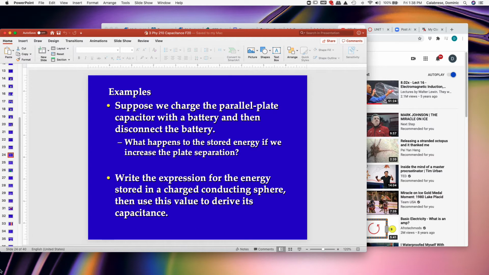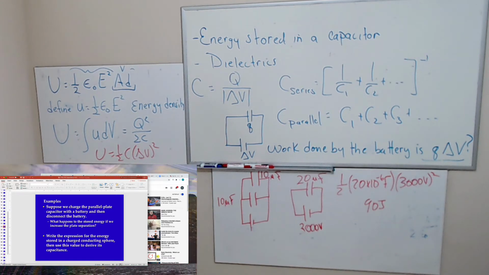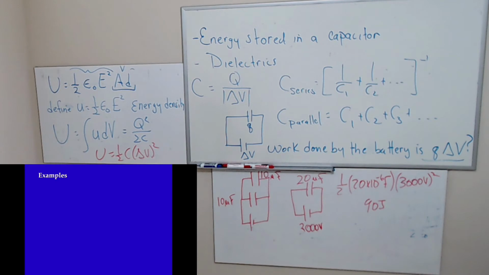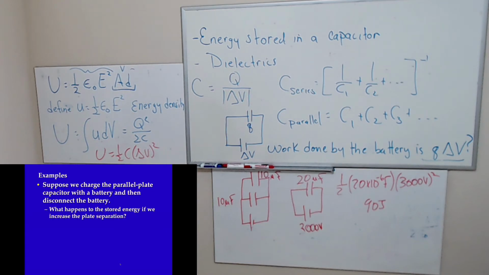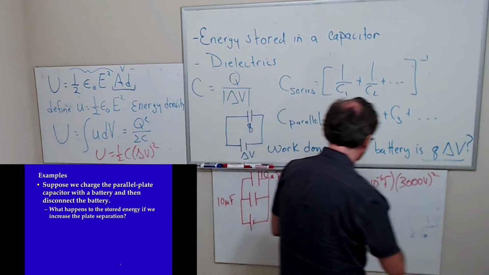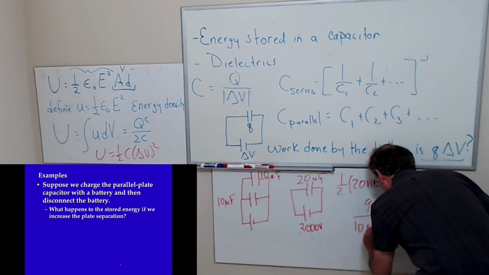So let's talk about electrical power. Let's say we dump that 90 joules in 10 microseconds. How much electrical power is that? 90 joules divided by 10 microseconds.